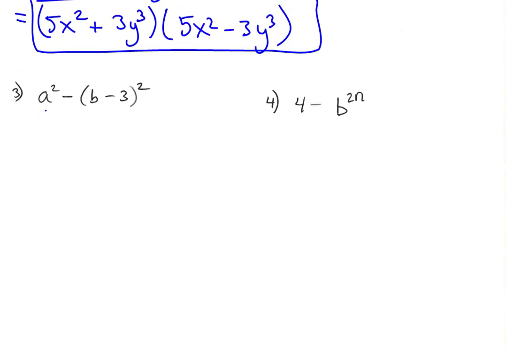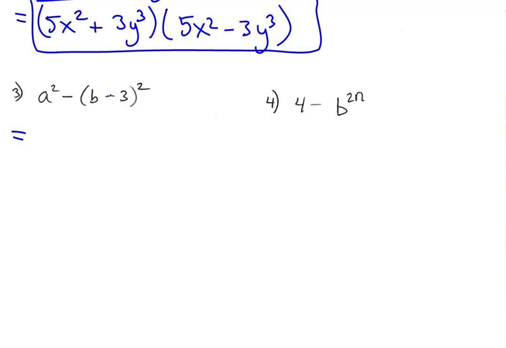Our third example begins as a squared minus, and then in parentheses we have b minus 3, and then those parentheses are raised to the second power. So at first glance, this one looks different and more complicated than what we've been seeing, but let's again just go through our steps. First step is to find out if there is a greatest common factor other than 1. That's not the case here.